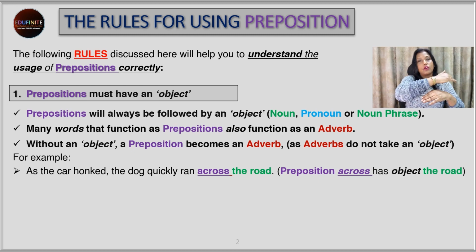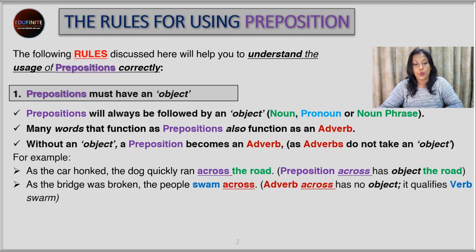It just ran across the road. So over here, the word across, what does it have after it? It has the object, the road, which is what? Road is the noun. So this word across is a preposition. Well, let's look into the next sentence.